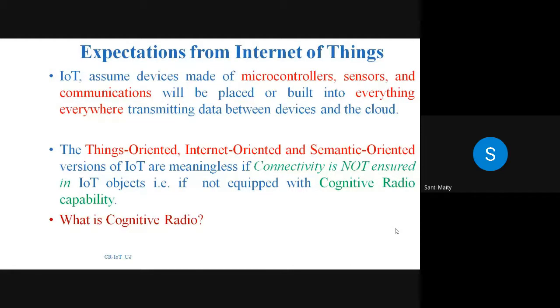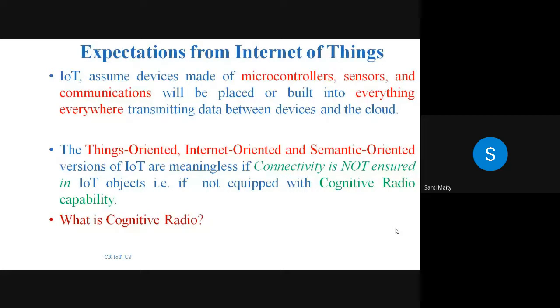radio framework, because this internet-oriented, semantic-oriented, and things-oriented version of the IoT is absolutely meaningless unless there is guaranteed network connectivity, and there is the scope of cognitive radio. So IoT objects themselves have cognition ability, and that cognition ability will add one more feature, the cognition of the radio environment, the spectrum information, maybe by means of sensing, by means of prediction.